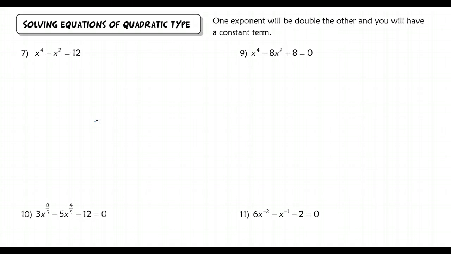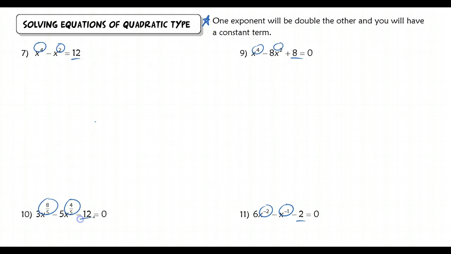Okay, in this next section, we're going to be working with equations that basically become quadratic equations when we recognize a pattern. So over here, it says one exponent will be double the other and you'll have a constant term. So if you take a look at each of these problems here, we have an exponent that's double the other, and so 8/5 is the same as 4/5 multiplied by 2. Negative 1 times 2 gives me negative 2. So each of these exponents here are double the other, and then you have a constant term as well.